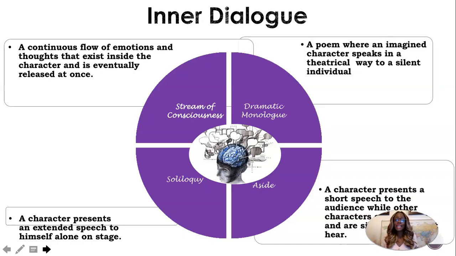And then we have the soliloquy, and usually that's in drama. We hear a lot about these in Shakespeare's work. A soliloquy is where a character presents an extended speech to himself, or herself, all alone on stage. And then an aside is like something off to the side. A character presents a short speech to the audience while other characters are on the stage, but they're silent and can't hear anything. So there you can see the difference. You have the stream of consciousness in a novel to communicate the inner dialogue. Then you have the dramatic monologue, which comes across in a poem. And then we have the soliloquy and aside, which are typically in plays or drama.